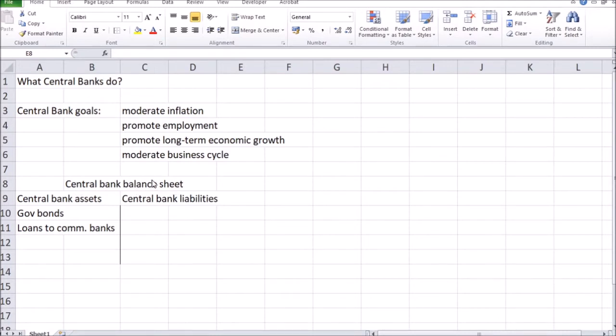What do central banks hold and what are the liabilities that central banks have? Looking at the asset side of the balance sheet, central banks most often have some sort of government bonds that they buy with newly printed money, and central banks also provide loans to commercial banks, to regular banks. The money that the central bank provides to commercial banks would, of course, be the asset for that central bank. And of course, there could be some other assets central banks hold.